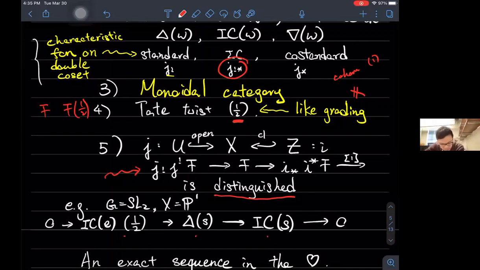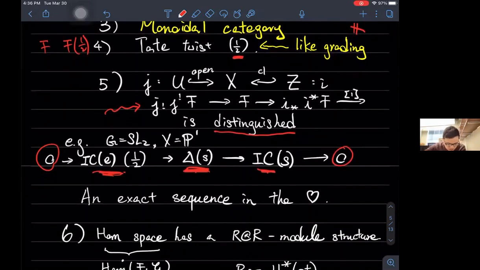And notice that since they are all perverse, the Ext has to be zero. So it is a short exact sequence. So the punchline here is that the standard sheaves can be somehow reconstructed by IC sheaves, and I will use these properties in my proof.